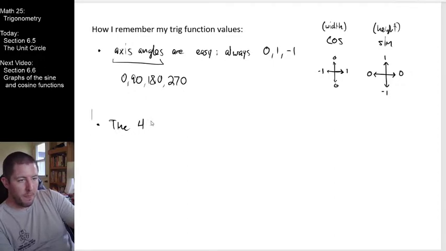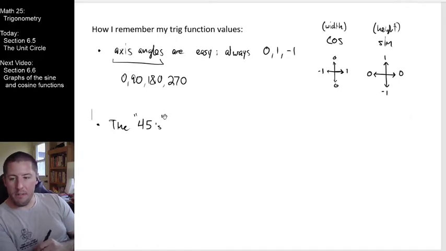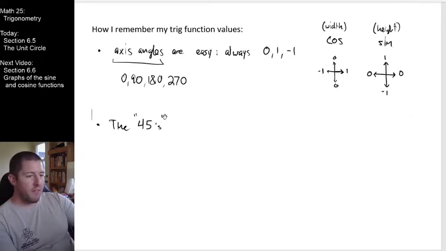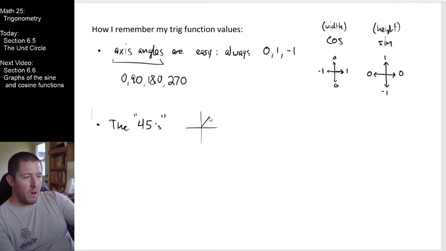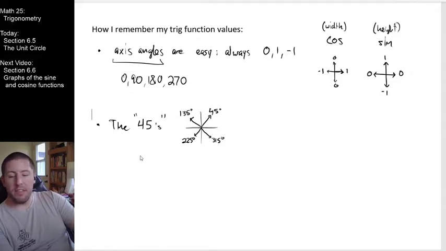Next grouping here. I refer to these as the 45s. They're not all exactly 45-degree angles, but these are the ones that we are thinking go. So we've got 45 degrees. Adding 90 more to that, we get 135. Adding another 90 to that, we're going to get 225. And then adding another 90 to that, we're going to get 315. So these are all of the angles that have 45 as the reference angle.